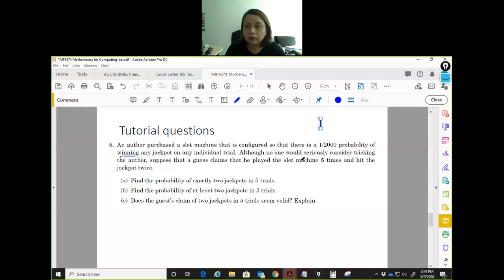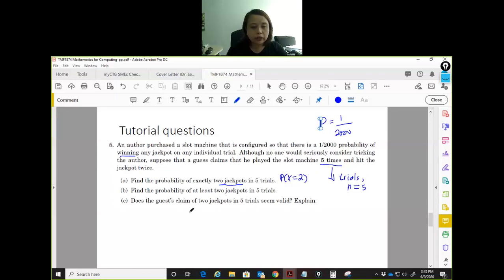P is equal to 1 over 2000. Then, although no one seriously considered tricking the author, suppose that a guest claims that he played the slot machine 5 times, which means that this is the number of trials. Okay. So the trials here lead to n. So n is equal to 5 and hit the jackpot twice. So find the probability of exactly 2 jackpots in 5 trials. So you are looking at what is the probability of x equals 2.